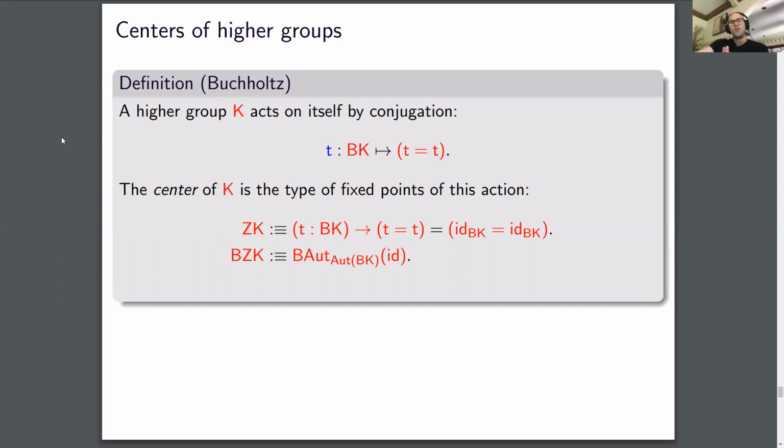And now what's really cool is that the center is supposed to be abelian, right? I mean, the center is the fixed points of conjugation. They should commute with everything. And the way we have abelianness in higher groups is by further delooping using the Eckmann-Hilton argument.